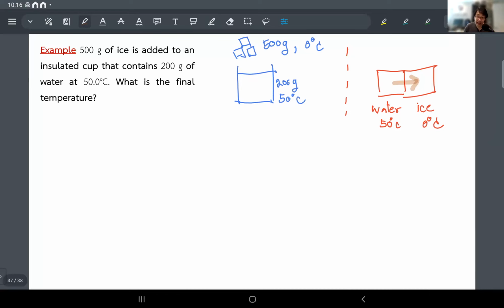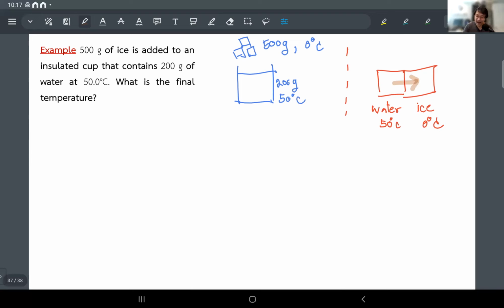And then once all the ice has already melted, the temperature of that melted ice will start to rise to the final temperature. Look at the water at 50 degrees C. Once some heat is removed from it, the temperature of the water itself will start to lower. Solid water, yes, sorry. But that makes sense, all right?